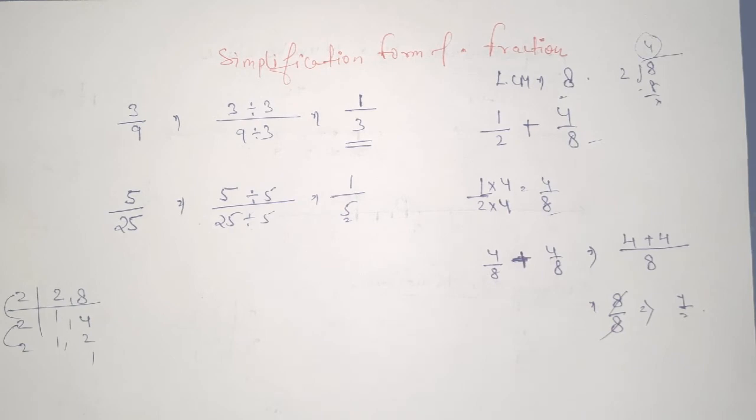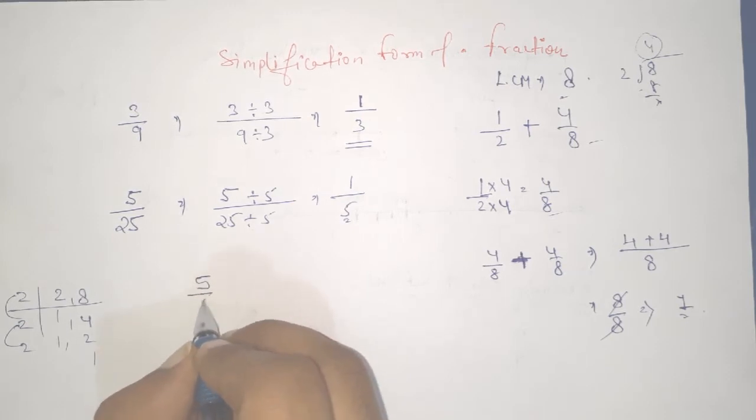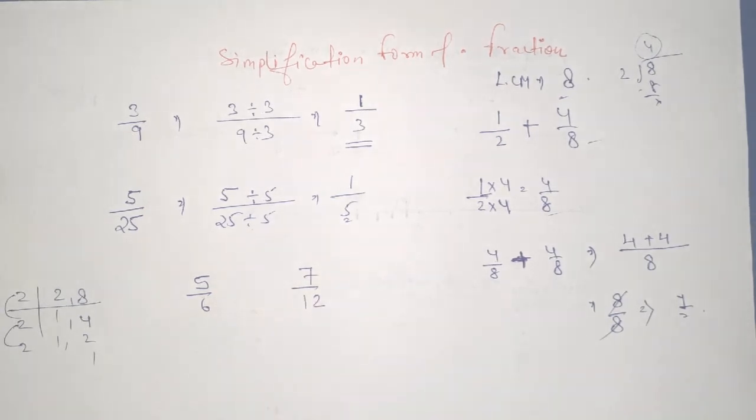Some more questions, let me tell you. For example, if you have been given 5 by 6 and 7 by 12, and you need to compare or add, how can you do it? At first you know that the denominators are different. They are unlike fractions, so you have to convert them into like fractions, that is, the denominators will be the same.